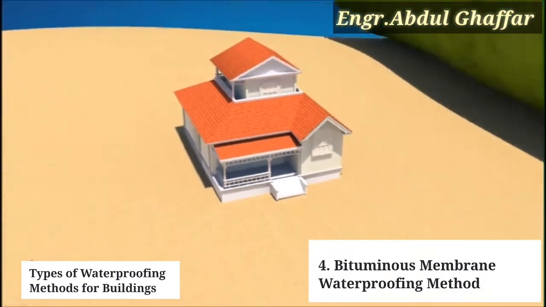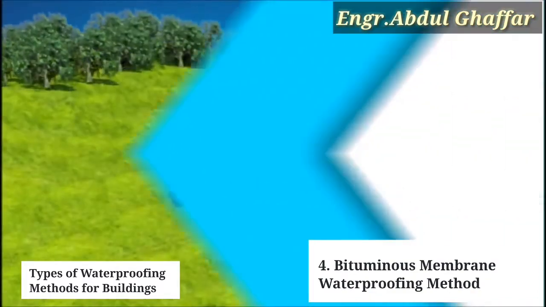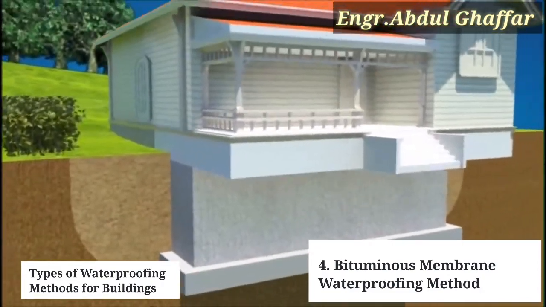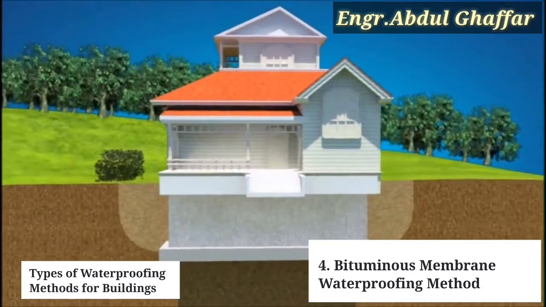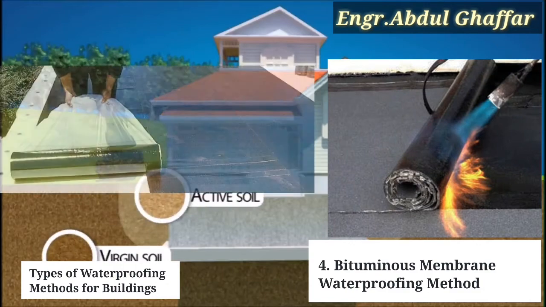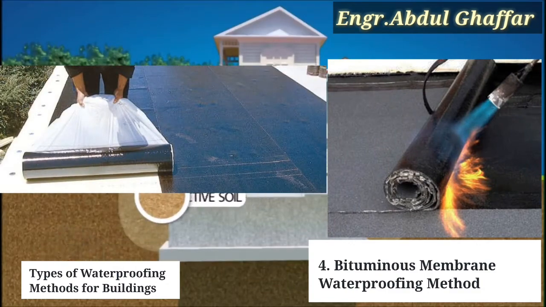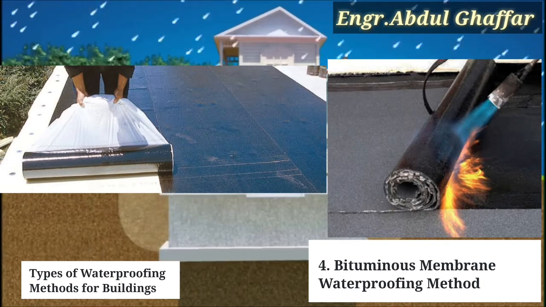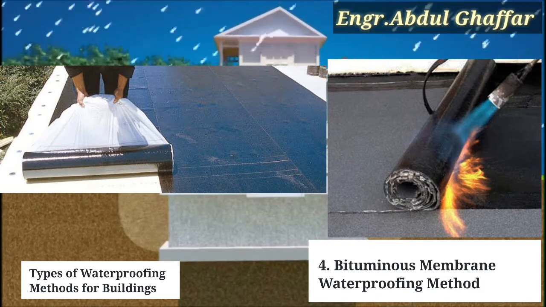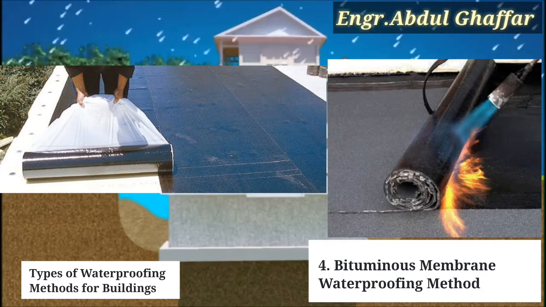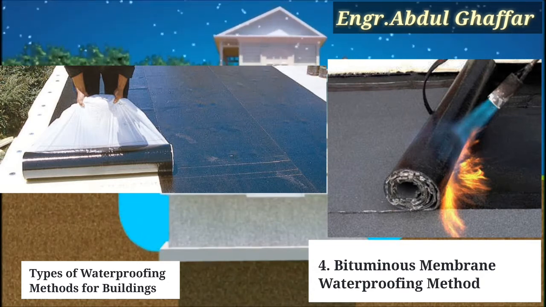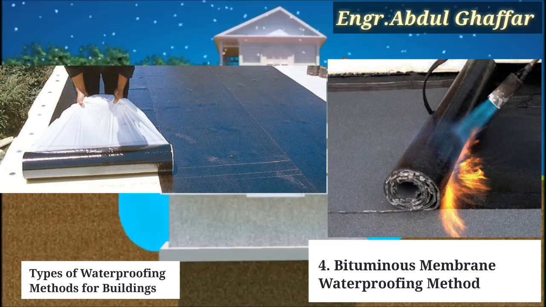Number 4. Bituminous membrane waterproofing method. Bituminous membrane waterproofing is a popular method used for low-sloped roofs due to its proven performance. Bituminous waterproofing membranes come as torch-on membrane and self-adhesive membrane. Self-adhesive compounds comprise asphalt, polymers, and fillers. Additionally, certain resins and oils may be applied to improve adhesion characteristics. The self-adhesive type has a low shelf life as the bonding properties of the membrane reduce with time.